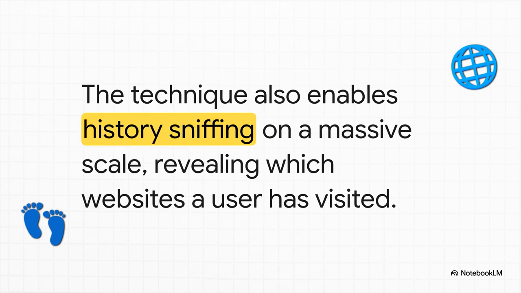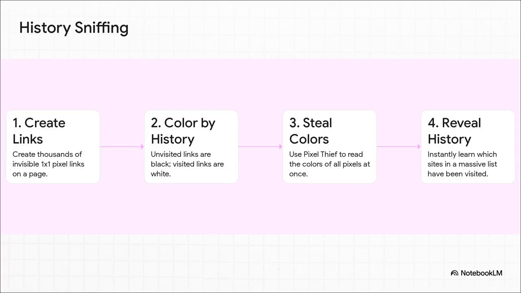But beyond images and text, there's another classic privacy attack that this thing just supercharges. It's called history sniffing. That's where an attacker tries to figure out which websites you've already visited. And here's how they do it on a massive scale. The attacker makes a web page with thousands of invisible single-pixel links on it. Now, your browser automatically colors links you visited differently, right? So the attacker just uses Pixel Thief to read the color of all of those thousands of pixels at the same time. Instead of checking one link at a time, they can check if you've been to any site in a batch of 1,000, pretty much instantly. It is history sniffing on an industrial scale.